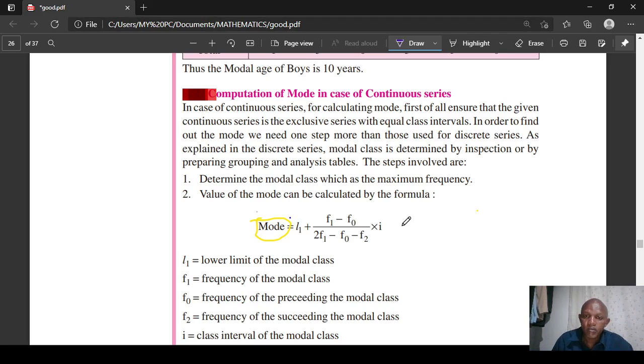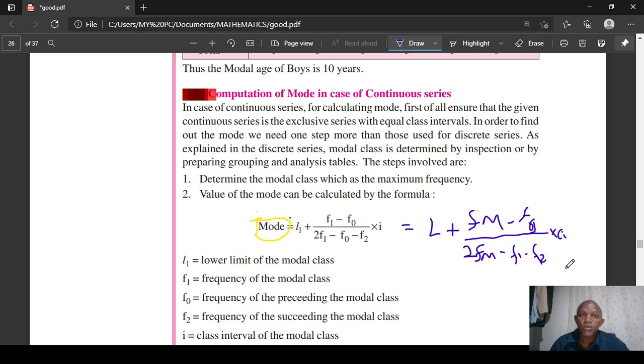Sometimes some books have said it is L plus (Fm minus F0) divided by (2Fm minus F1 minus F2), times Ci. Basically these formulas are just the same. It depends on which book you're using.